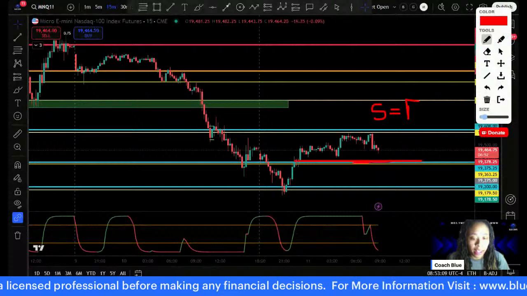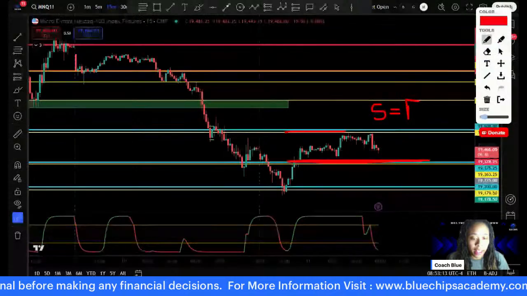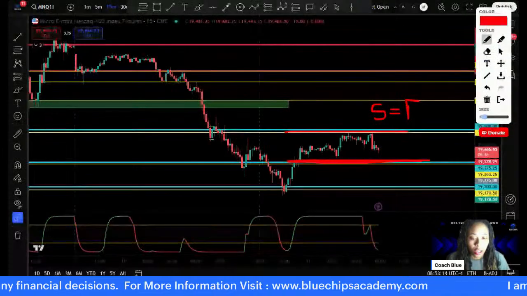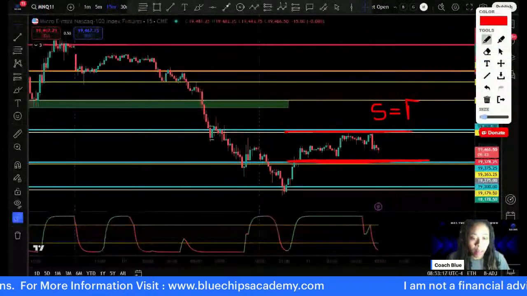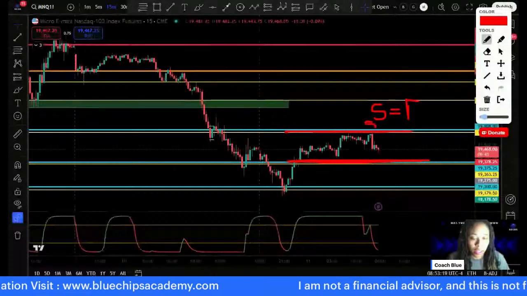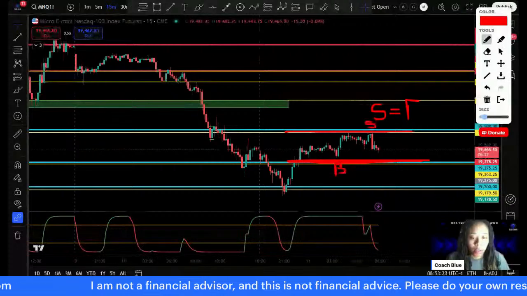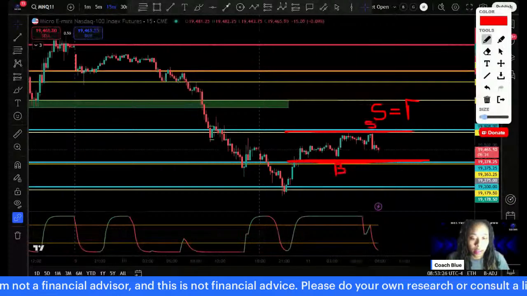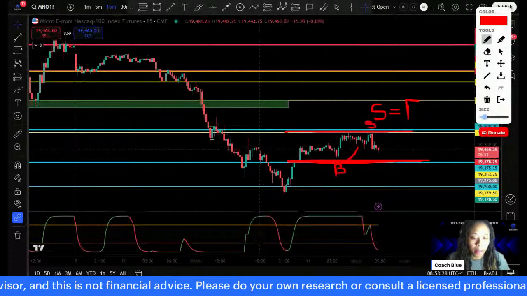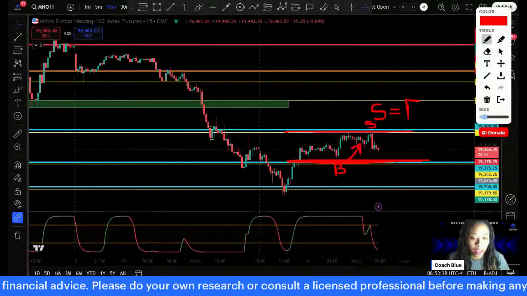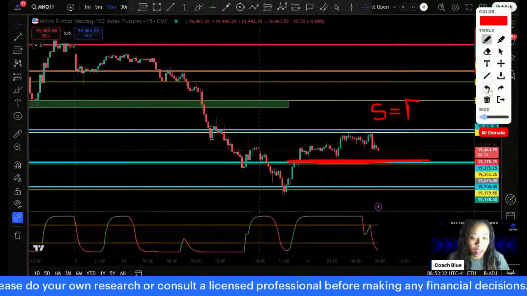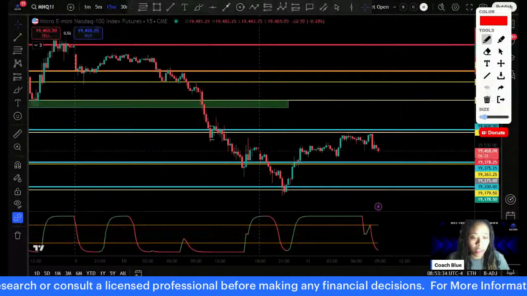When you're in a range, you want to look for your entries at the top, the very top, or the very bottom of the range. Okay, the top of the range, you want to look for sells. The bottom of the range, you want to look for buys. Okay, because at the bottom there's support here, so we want to look for buys, right? Remember that ball analogy. So now let's talk about. So here we have resistance.